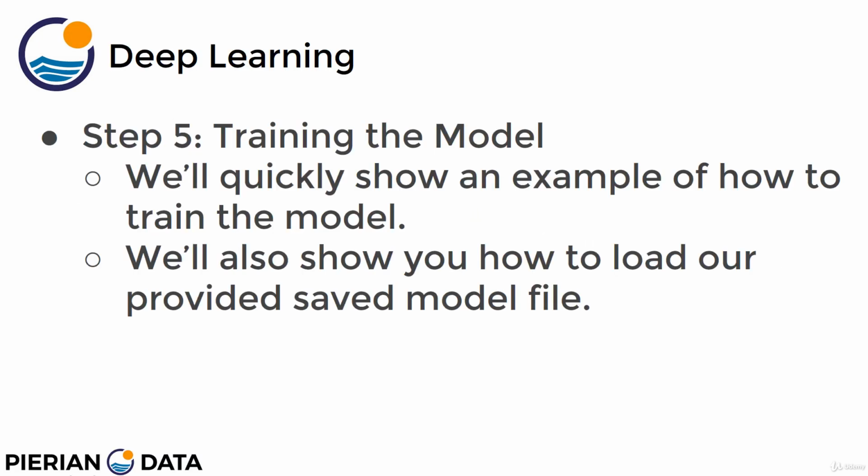In part, or step, number 5, we're going to be showing you and talking about training the model. We're going to quickly show you an example of how to train the model, but more importantly, since this model has over 3 million parameters and it essentially requires a GPU to train in a reasonable amount of time, we'll show you how to load our provided saved model file. What we're also going to do, just to make sure everything is running correctly, is run the model without it being trained, and we should expect just to see random characters show up. Let's head to the notebook and see this all in action.